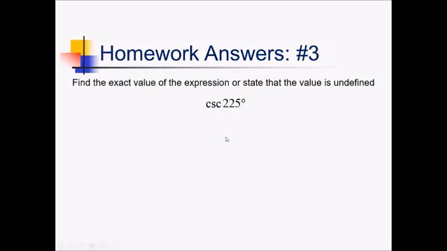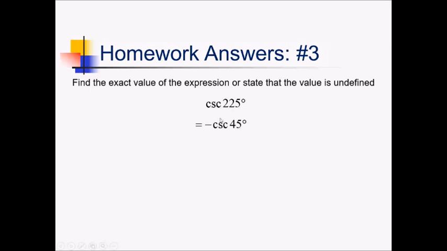For this problem, we're trying to figure out cosecant of 225. The reference angle on this one, this is closest to the 180 line. This is 45 degrees away from 180, so that's our reference angle. Cosecant behaves like sine, which is negative down in quadrant 3 because y values are negative below the x-axis. So this is going to be negative cosecant of 45 degrees.